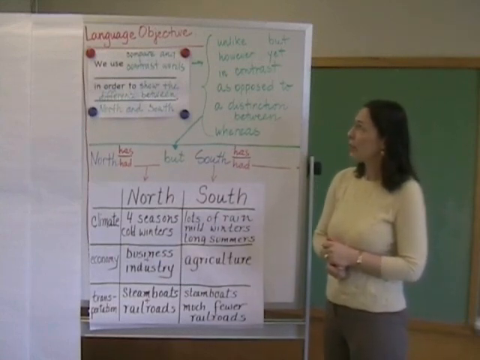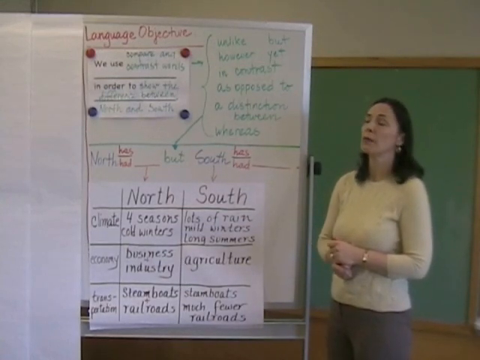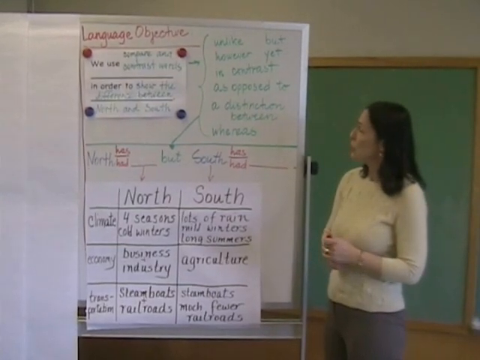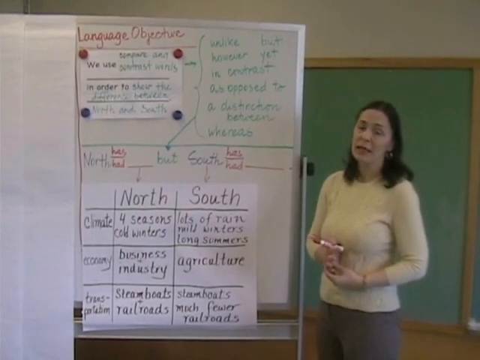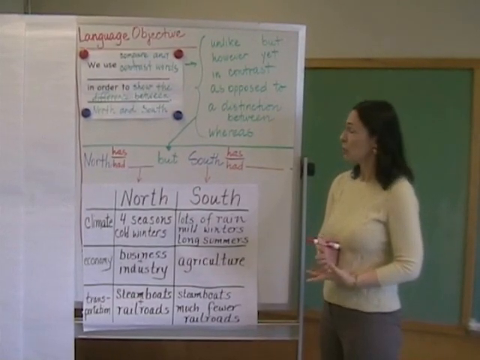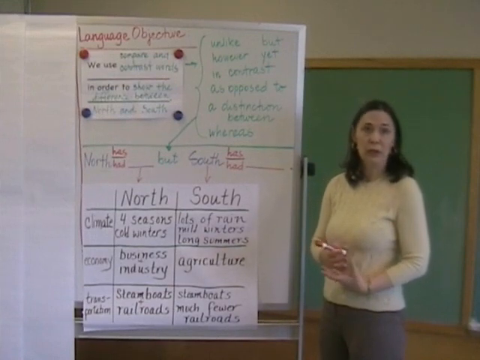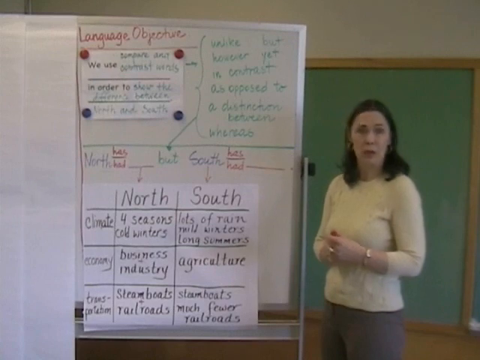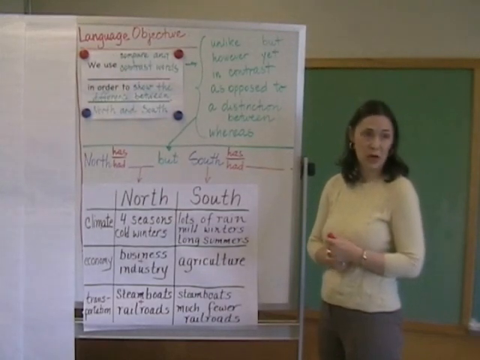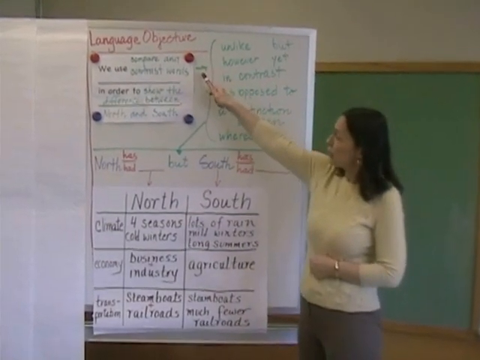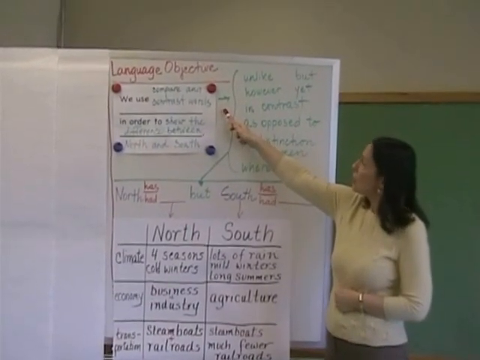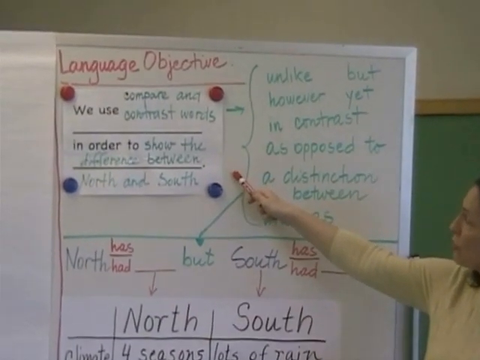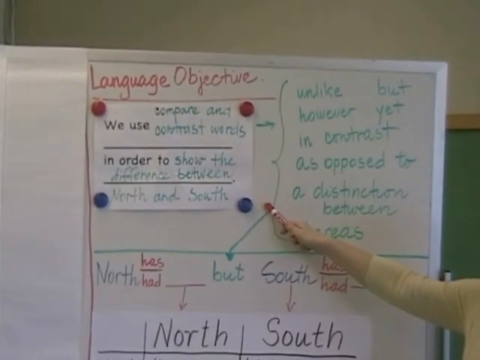For our 8th grade social studies lesson on Civil War, it's lesson 21, we chose to use compare and contrast language function, which is also a relationship in a text when students read. Also, it supports their expository or persuasive writing. Language objective today is using compare and contrast words in order to show the difference between north and south.